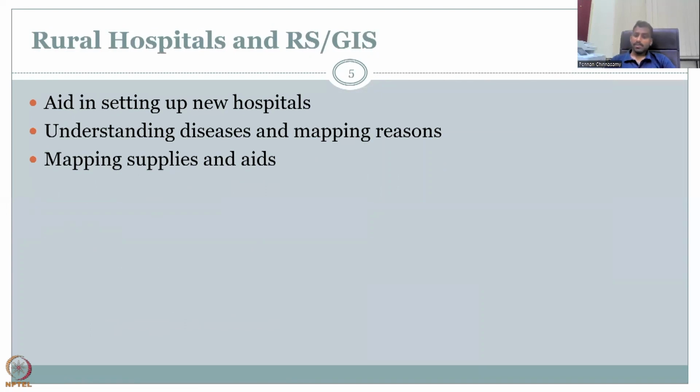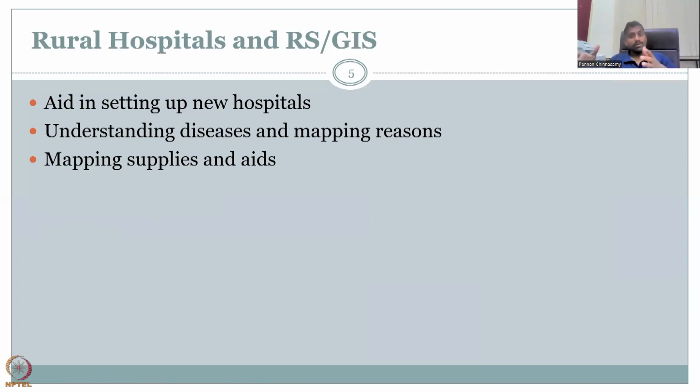Understanding diseases and mapping reasons. So this comes very interestingly and very importantly in locations where there is high disease and if it is mapped. For example, there are regions where dengue is high, malaria is high. Kerala border, Western Ghats, where there's a tremendous amount of rainfall, water stagnation, there is malaria.